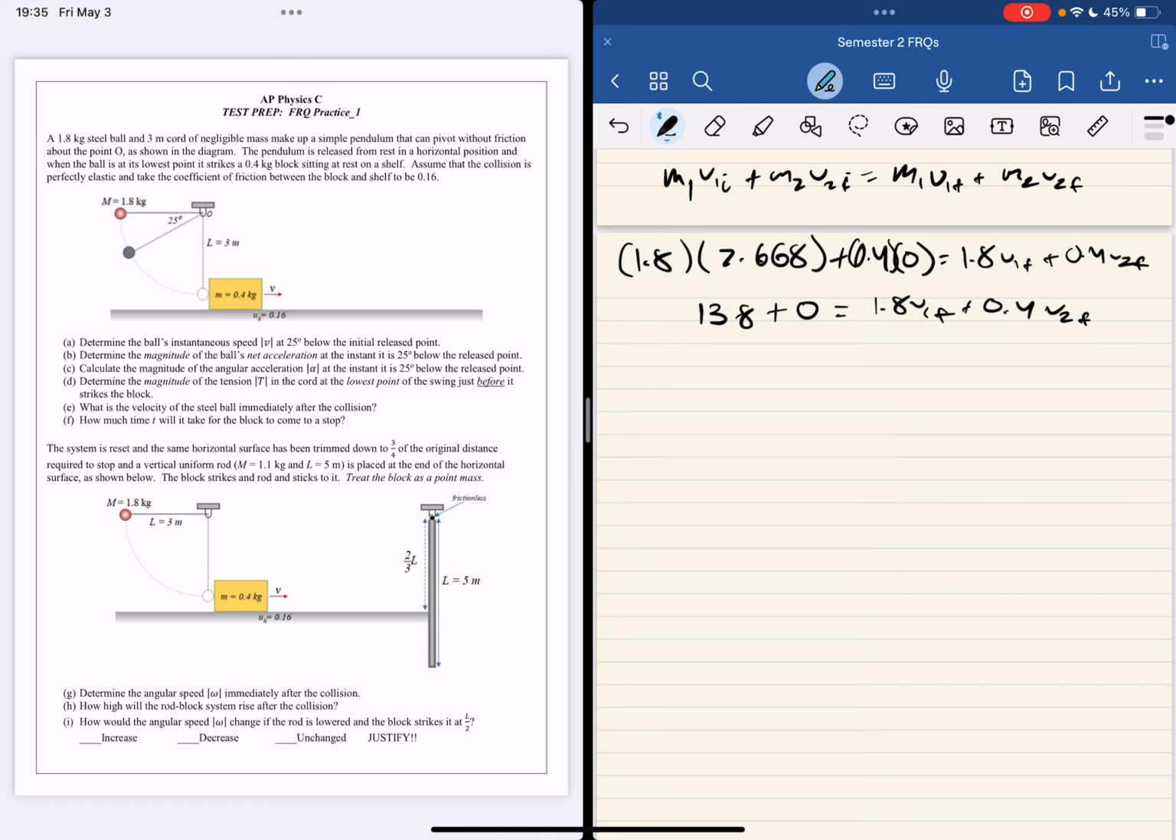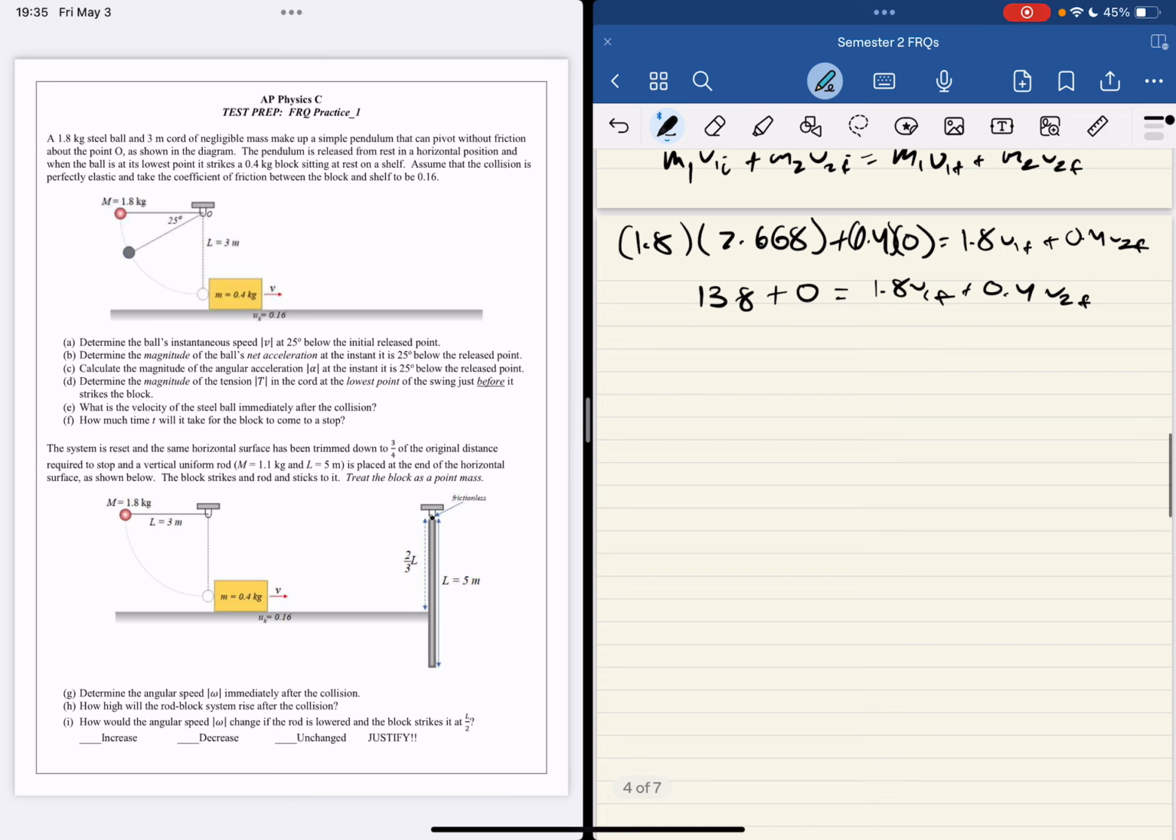Okay, and we're going to set up KE after this, but before that I want to solve for one of the variables since I know how to plug it in. So I'm going to divide everything by 0.4 to make this easier. So we're going to get 34.5 is equal to 4.5 v1f plus v2f. And v2f is going to be equal to 34.5 minus 4.5 v1f.